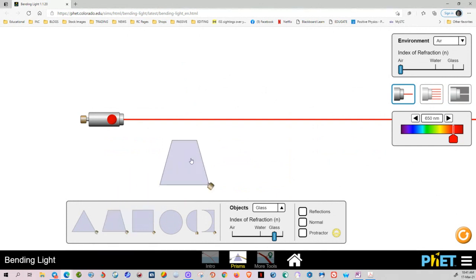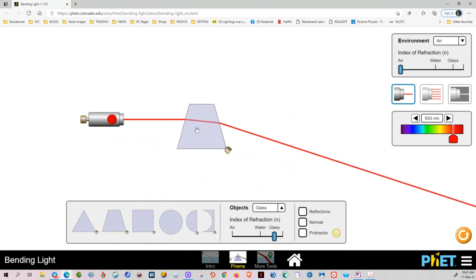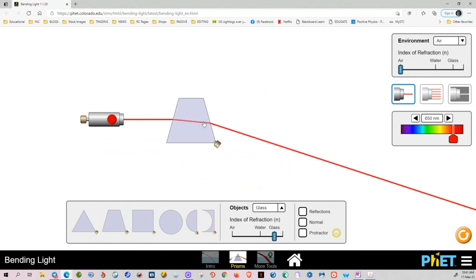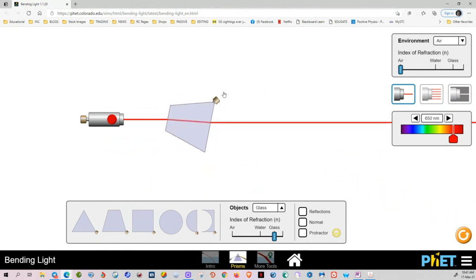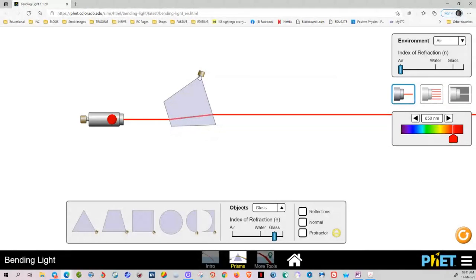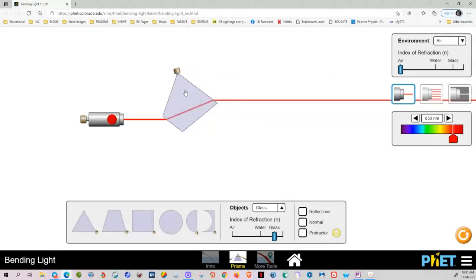Take the prism, which is a trapezoid. The trapezoid has two sides parallel, and two sides are not parallel, okay? You have to shine the light on the parallel sides of the trapezoid. So you can rotate the trapezoid until you get the refraction here, okay? You can see there, now I have the refracted light.